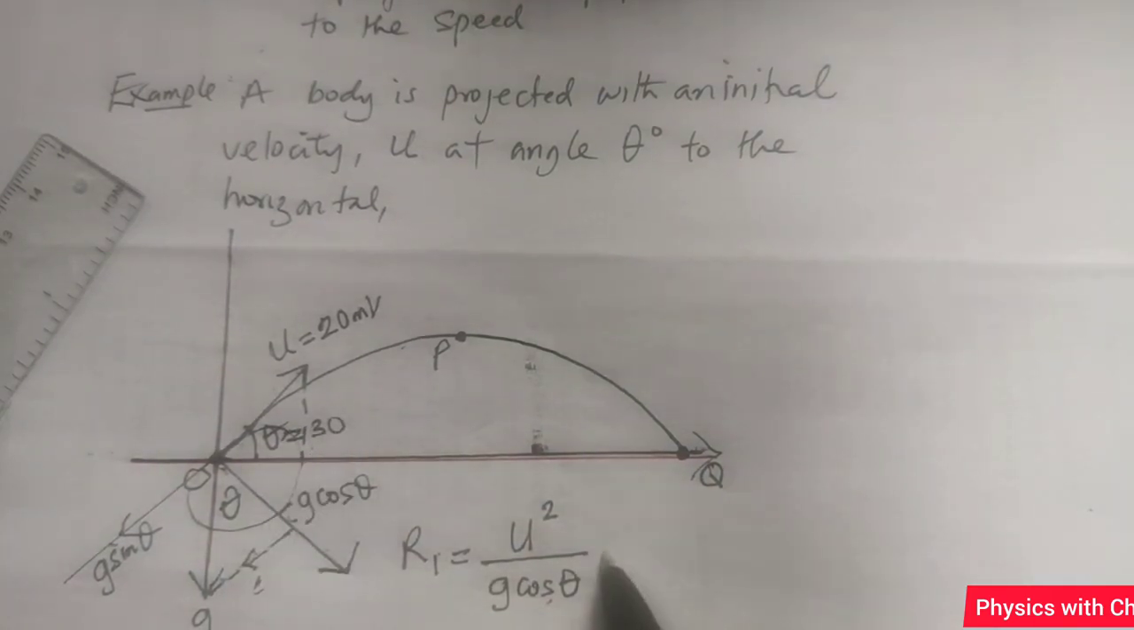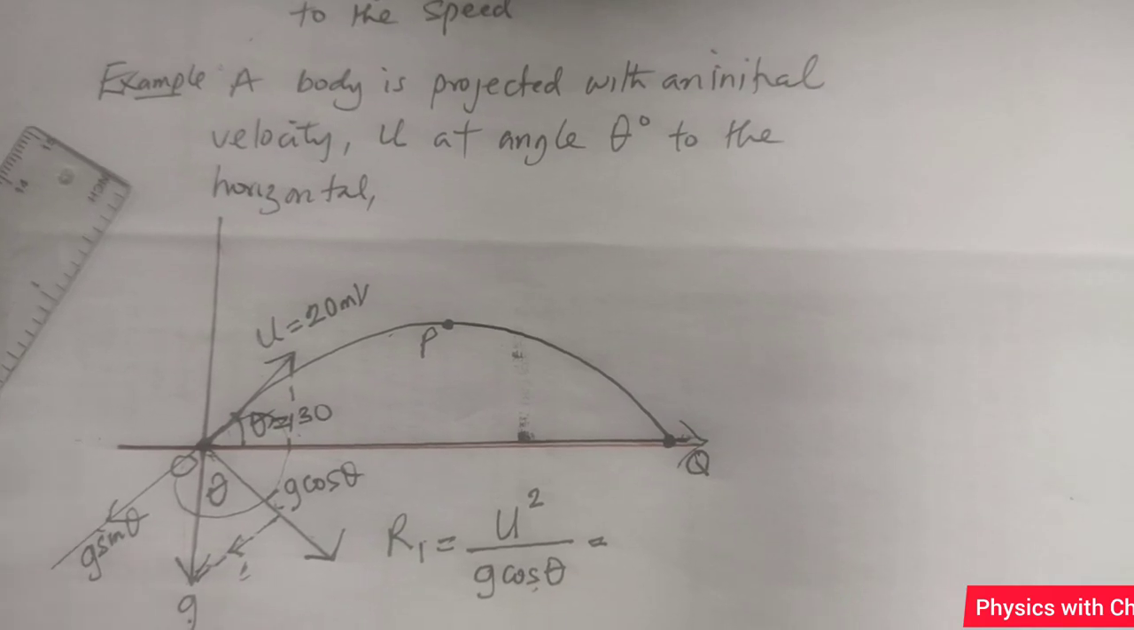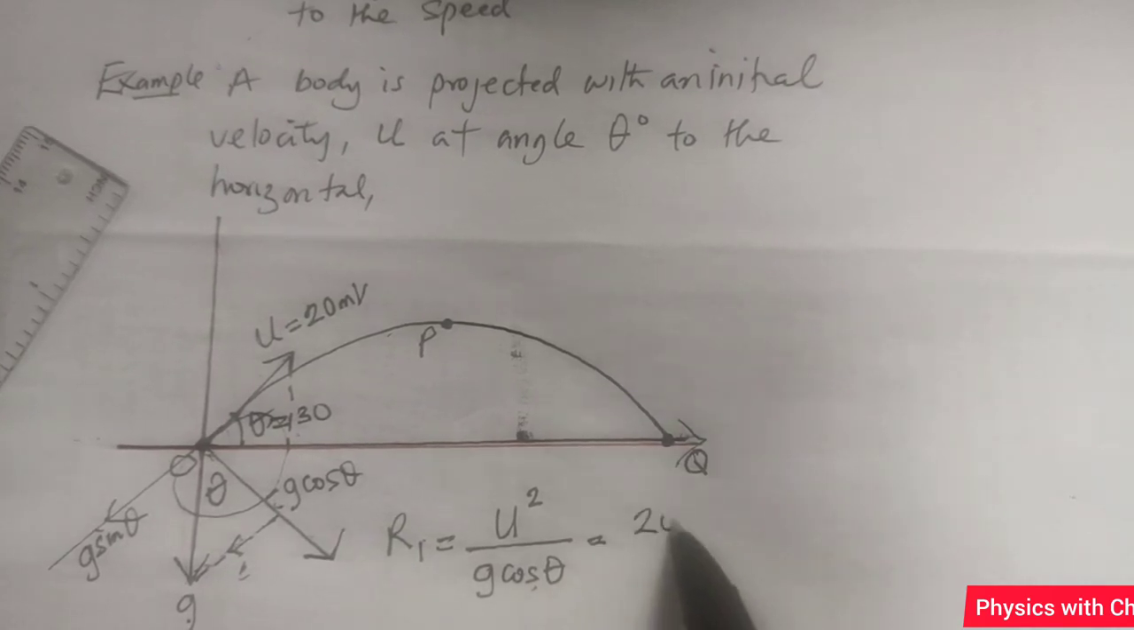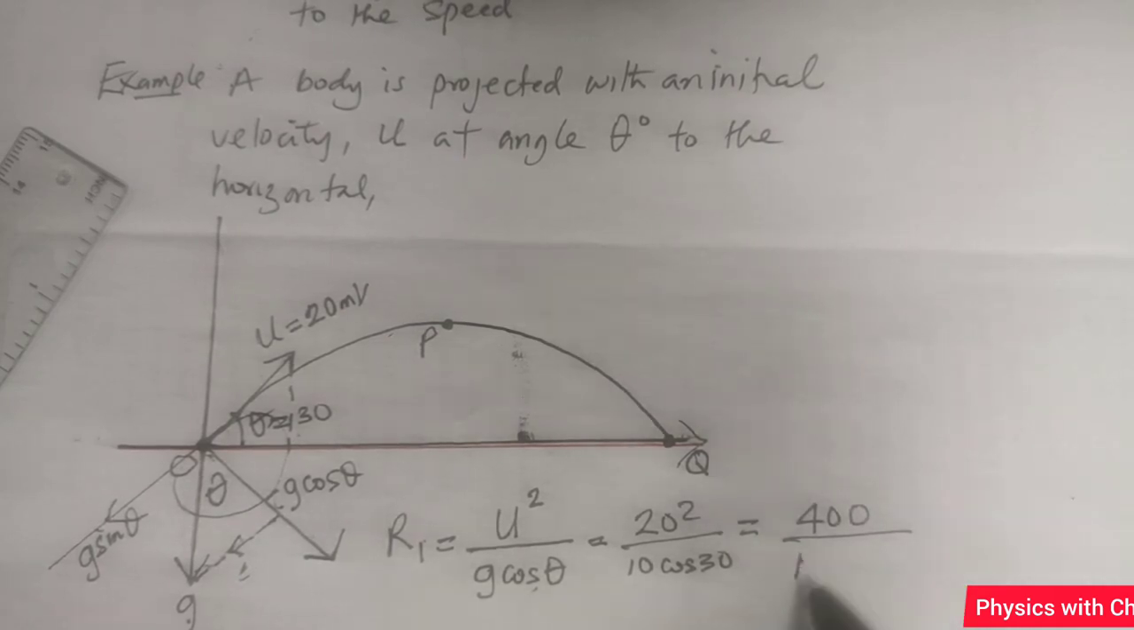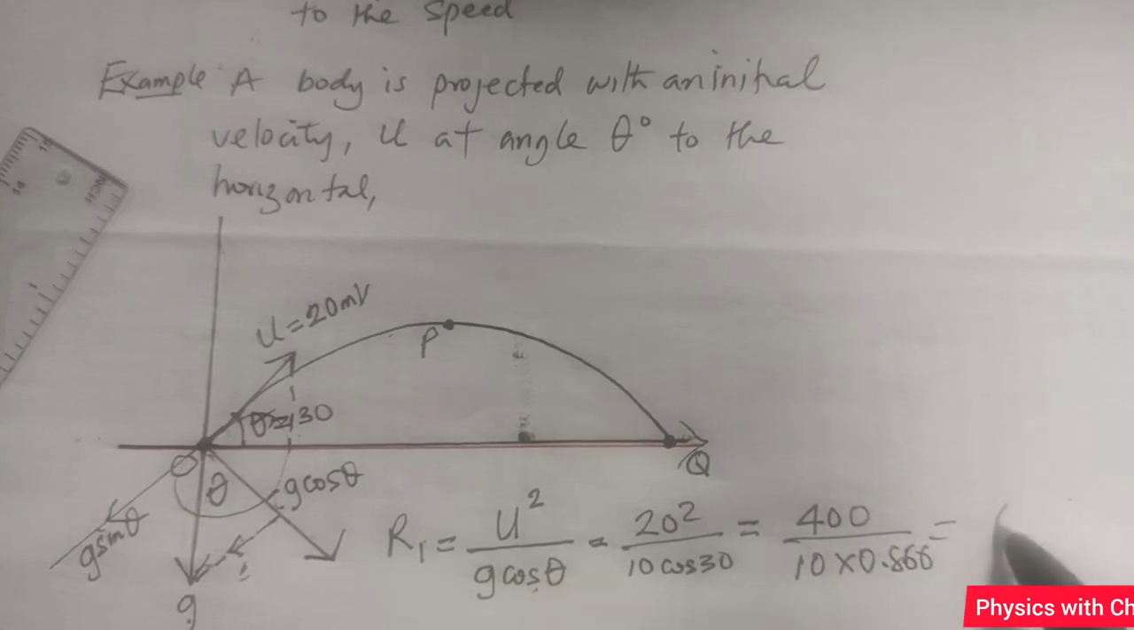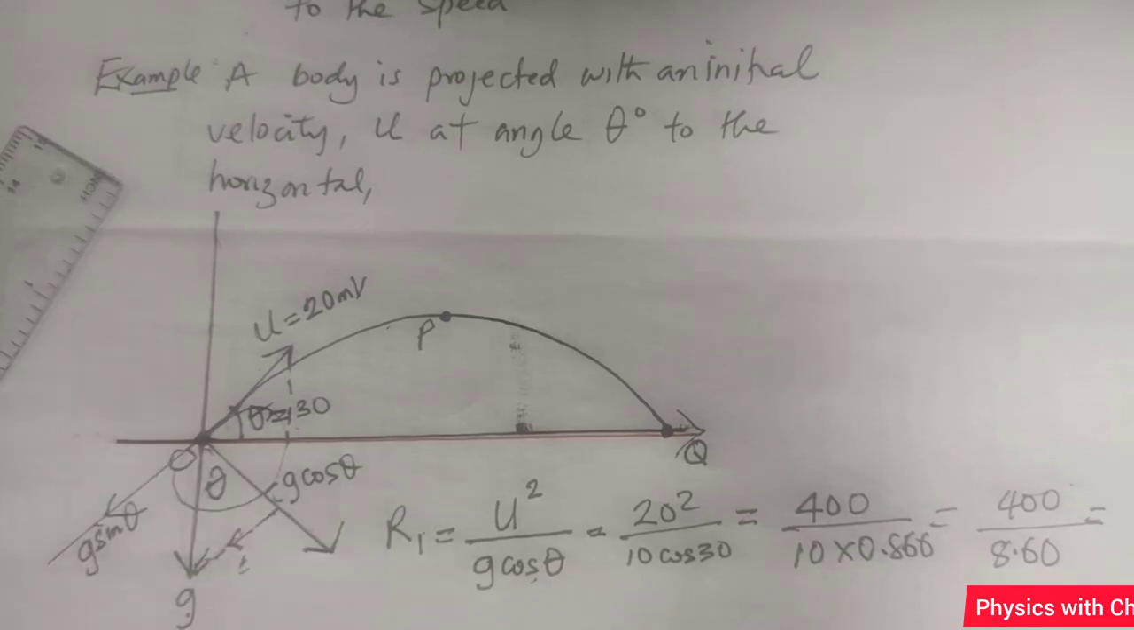We can calculate quickly the radius of curvature at point O, which is 20 squared over g cos theta, that is 10 cos 30. If you have your calculator, you can evaluate that. That gives you 400, that is 20 squared, divided by 10 times cos 30, 0.866. That will give you 400 divided by 8.66. So you can calculate that and bring out the final answer.